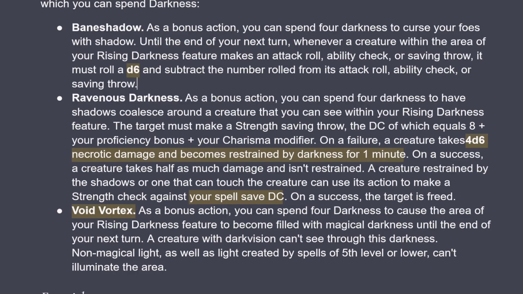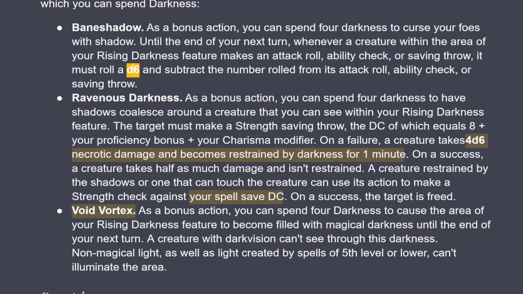But I keep doing that. I keep sidetracking about the mechanics. The feature says, until the end of your next turn, whenever a creature within the area of your Rising Darkness, that's your shadow radius, does an attack roll, ability check, or saving throw, they subtract a d6 from the roll. Now, it's called Baneshadow. Bane, the first level spell, is a d4, but here we get a d6. I'm okay with it. We're level 15.